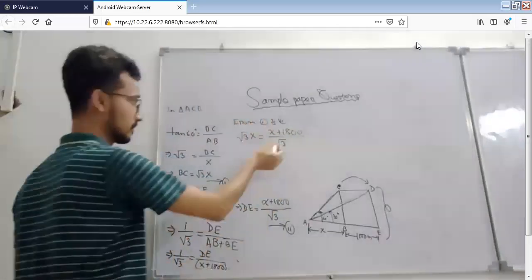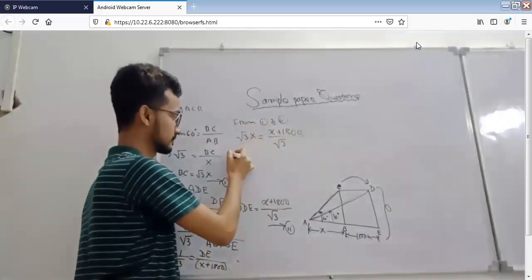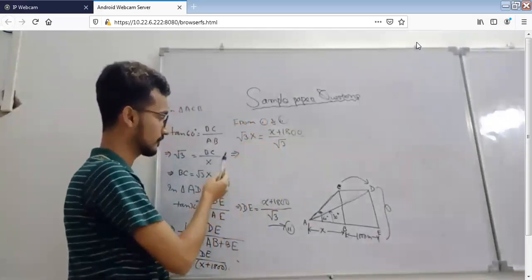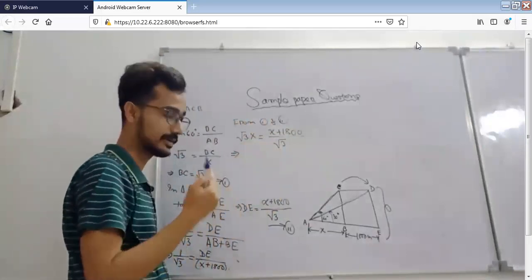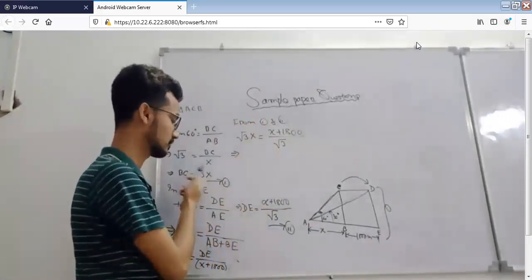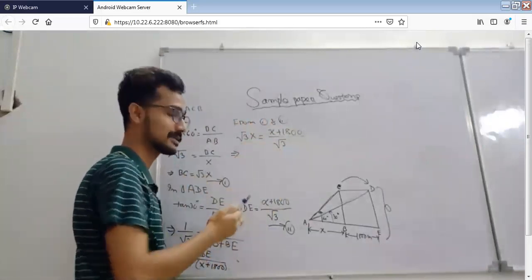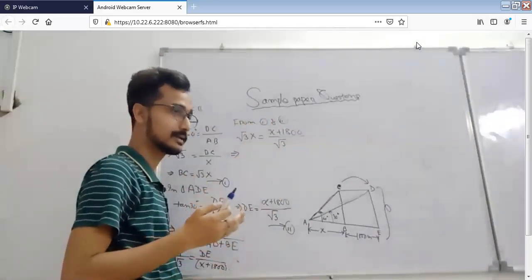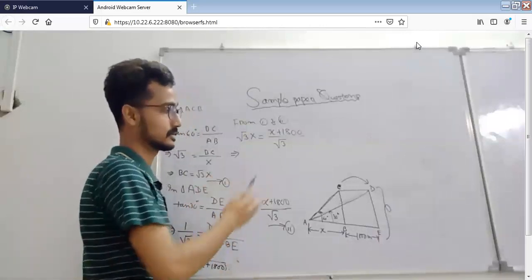Yes. Now you have to find the value of x. Why? Because if you find the value of x and put it in any equation, you can find BC or D, and BC and D are nothing but the constant height at which the jet fighter is flying from the ground.